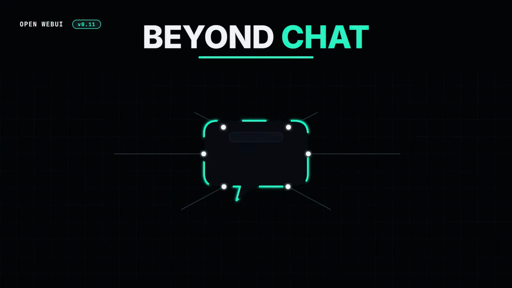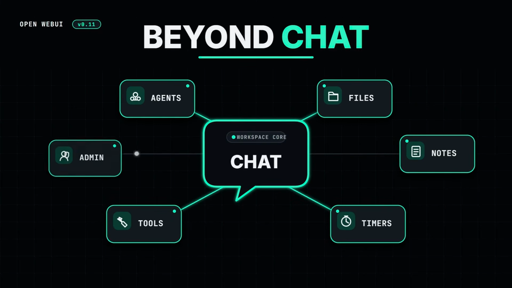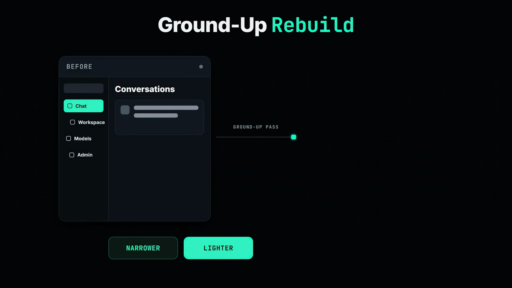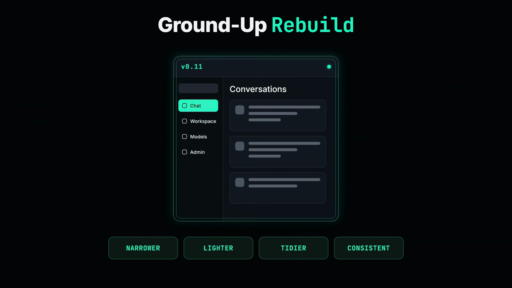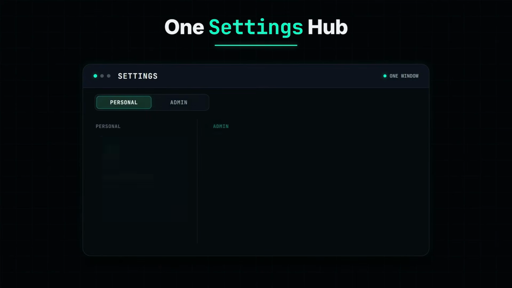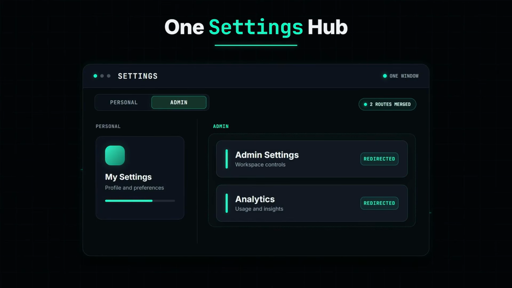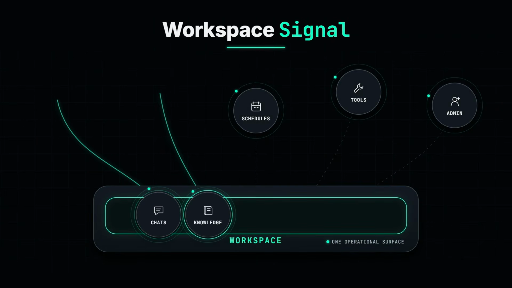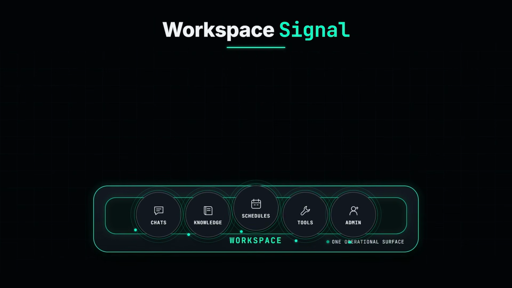Open WebUI v0.11 landed July 27, 2026, and its biggest change is not cosmetic. This release reaches far beyond chat. The maintainers describe a ground-up interface rebuild spanning chat and administration with narrower conversations, lighter typography, tidier spacing, and consistent menus. Admin settings and analytics now join personal settings inside one window, while old links redirect users into the new admin section. That consolidation signals the broader direction. Conversations, knowledge, scheduled activity, tools, and administration increasingly share one operational surface.